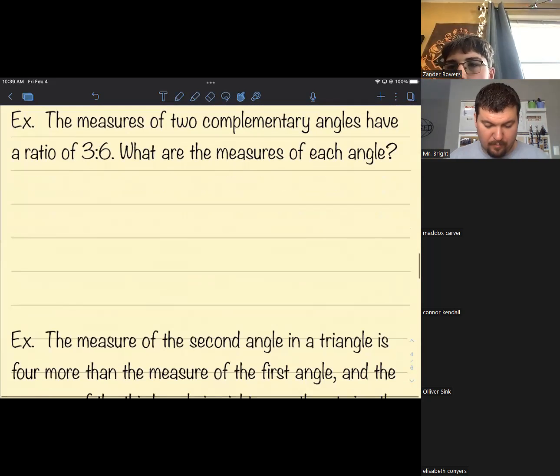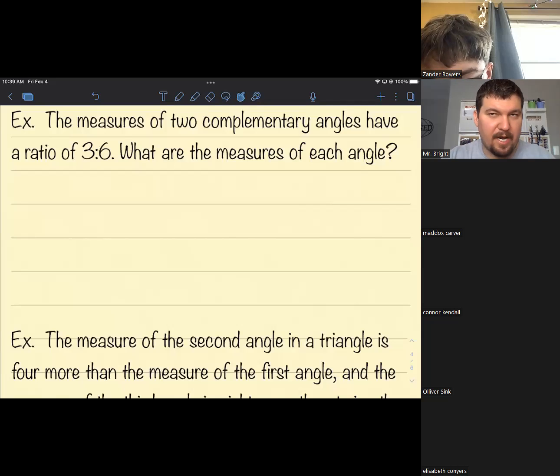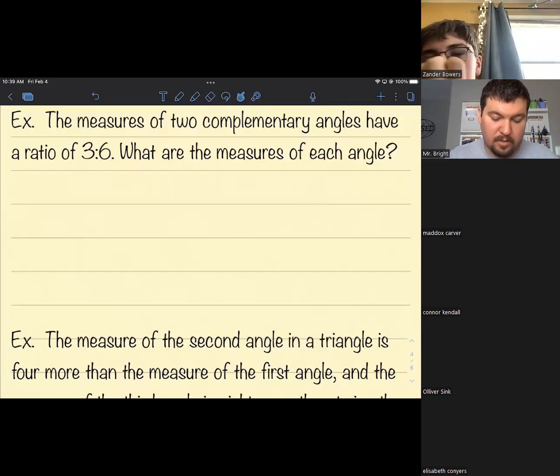Okay, let's look at these two. This problem: the measures of two complementary angles have a ratio of 3 to 6. What are the measures of each angle? Okay, so forget triangles for a second. We're back to complementary angles. Deegan, can you remind us, two complementary angles are going to add up to what? 180 degrees. That's supplementary. You're thinking supplementary. Yeah, 90 degrees. So the way I remember complementary and supplementary is that complementary comes before supplementary alphabetically, and then 90 comes before 180. It's kind of a stupid way, but it works.